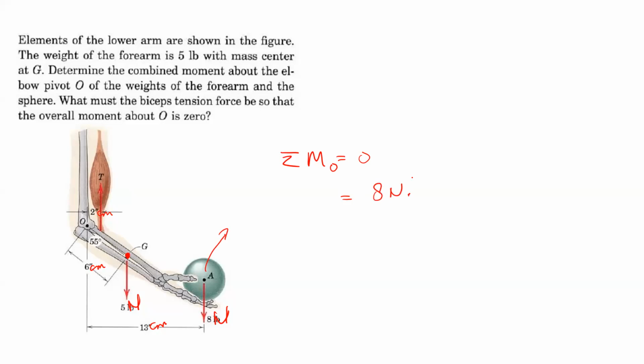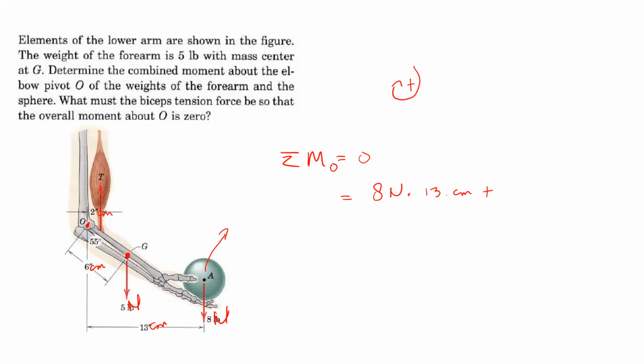Jarak tegak lurusnya dari gaya 8 Newton ke titik O berapa? Berapa? 13 cm. Kemudian setelah itu kita tambahkan ya dengan apa lagi itu? Misalkan kita asumsikan dulu ya, clockwise positif. Jadi 8 Newton kali 13 cm itu positif ya, karena dia clockwise terhadap titik O.